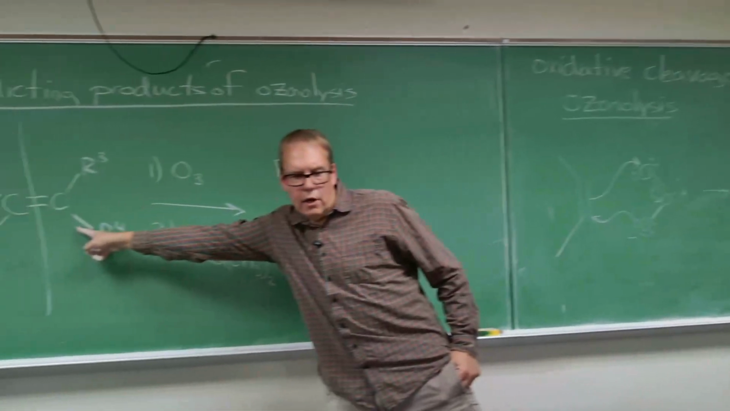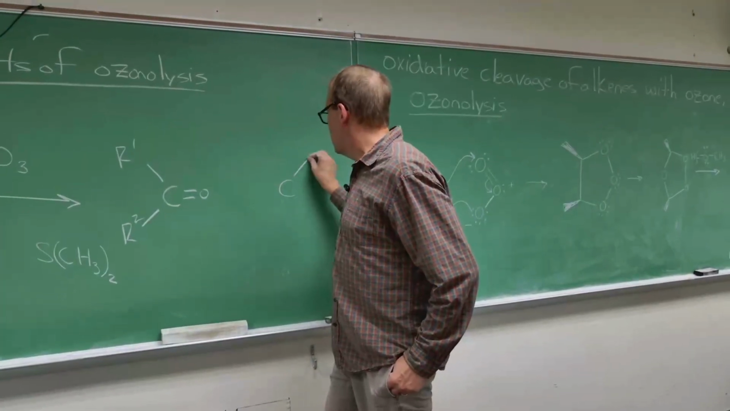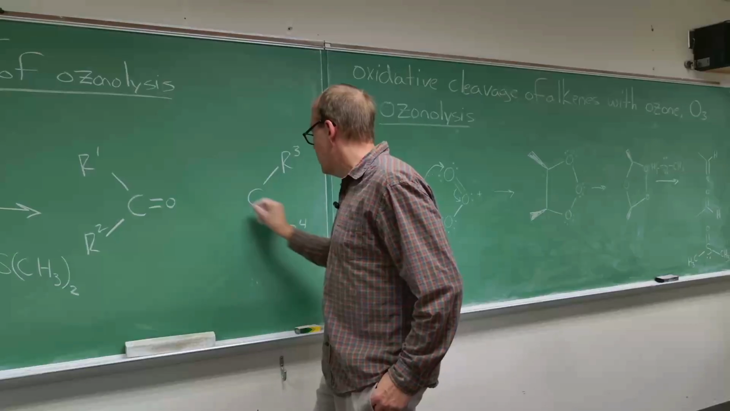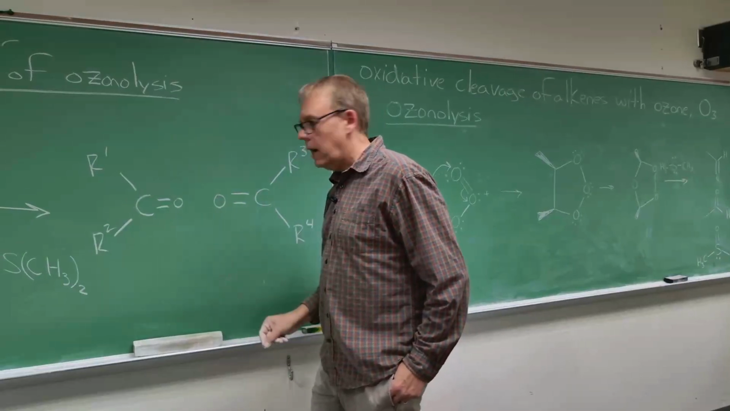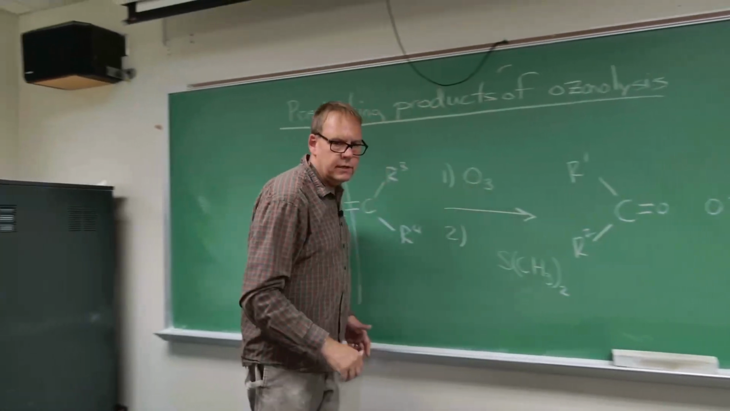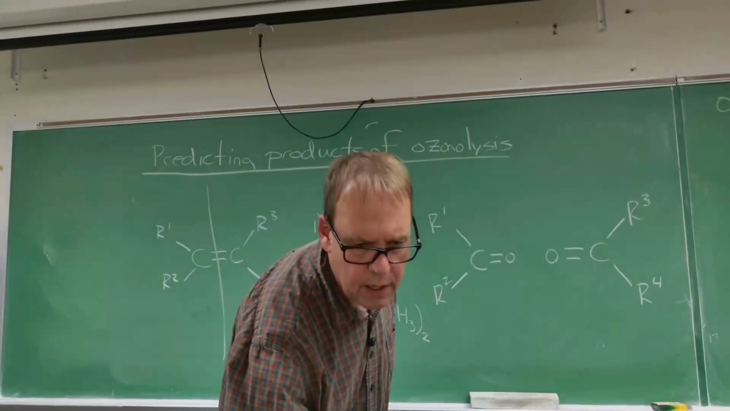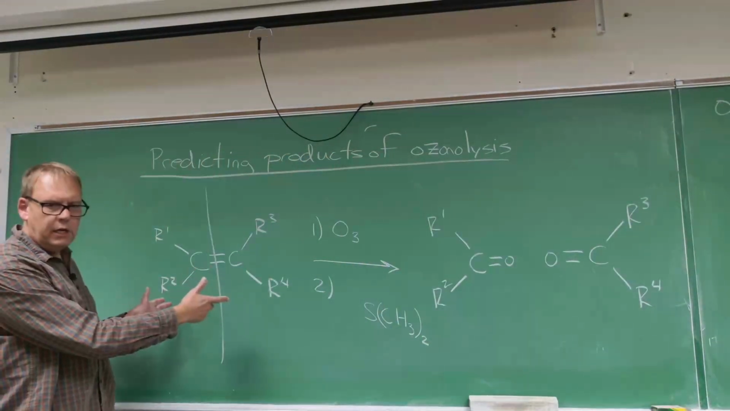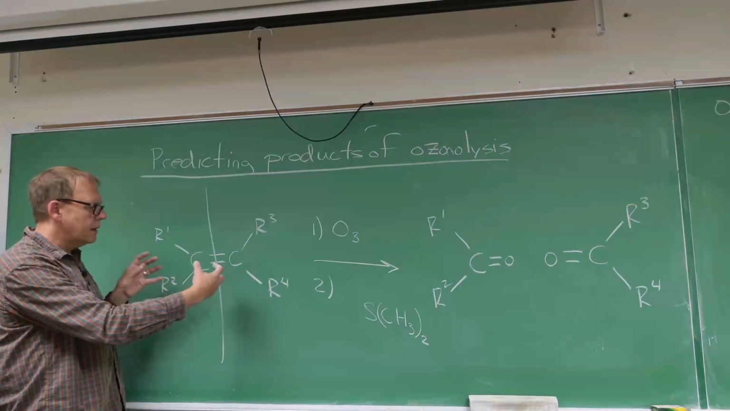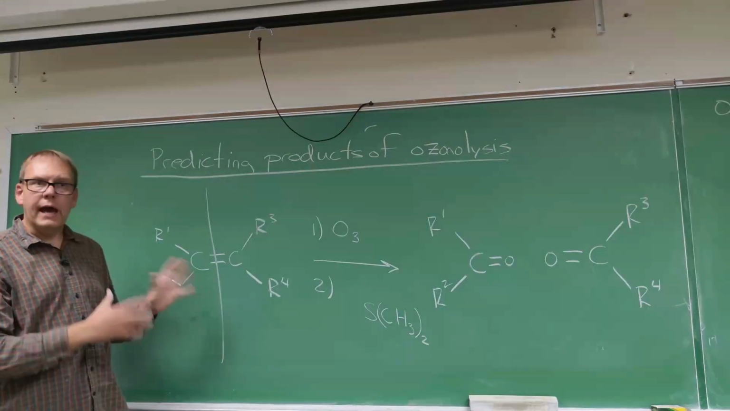Then I'm going to take the right carbon over here, and I'm going to give it the R3, R4 groups that it came with, and then I'm going to give it a carbon-oxygen double bond. So overall, the process is you start with an alkene, you break it in half, pull the pieces apart, and just cap the carbons off with oxygens to make double bonds, like that, carbon-oxygen double bond. If you can get that, it's really pretty easy.